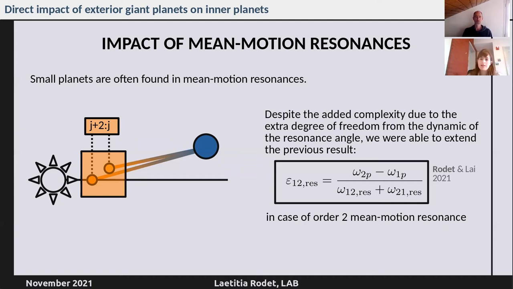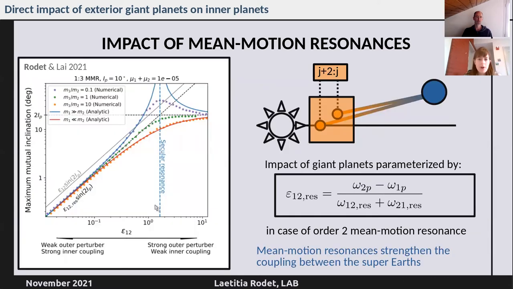But actually, it's possible to extend this very similarly to before and find some nice relationships by using a different coupling parameter, which is very similar, but the precession rate between the super-Earths involves some resonant terms. And by using this coupling parameter, we are able to create a very similar relationship to predict the maximum mutual inclination between the super-Earths as a function of the resonant coupling parameter. So what we derived from this study is that mean motion resonances are very robust.